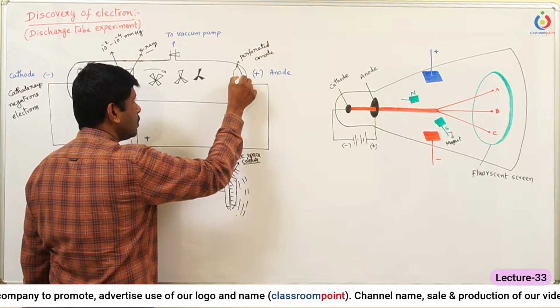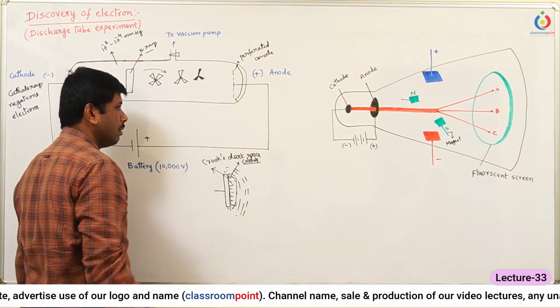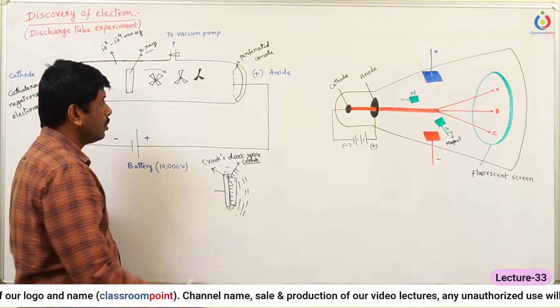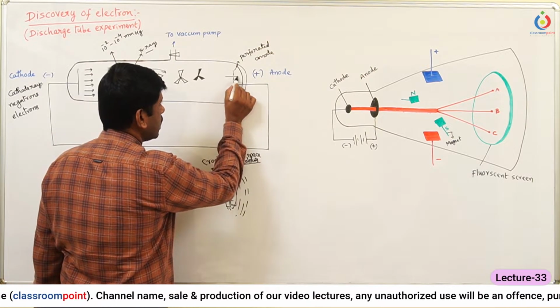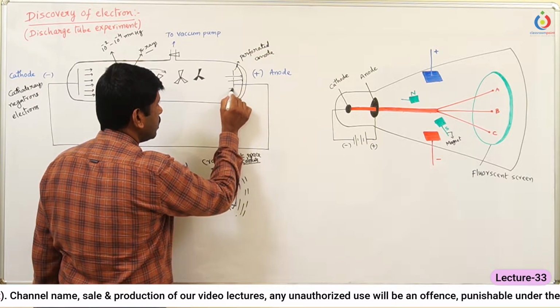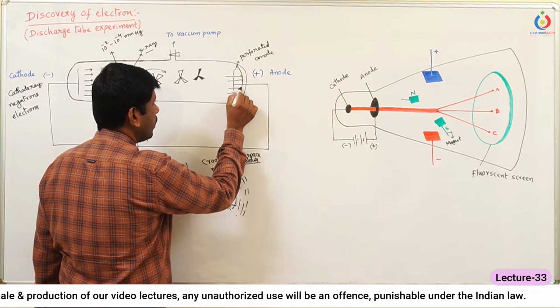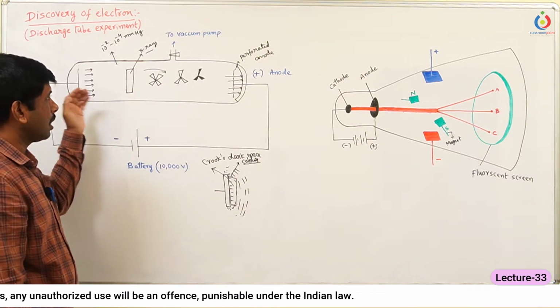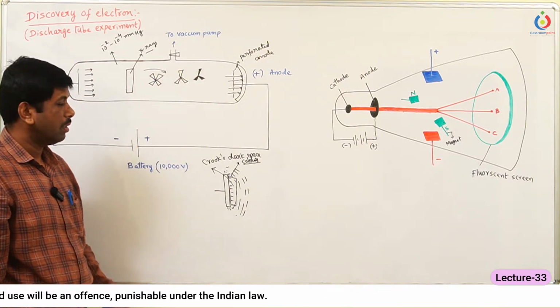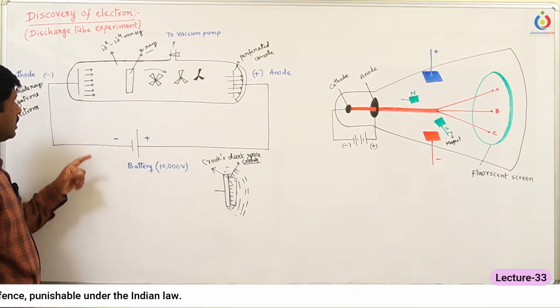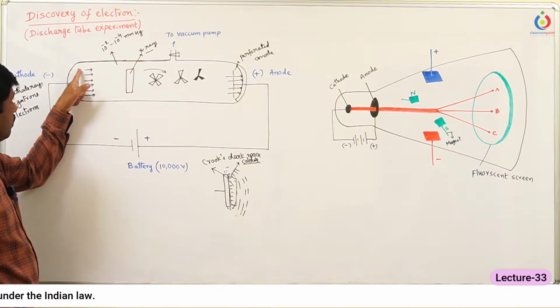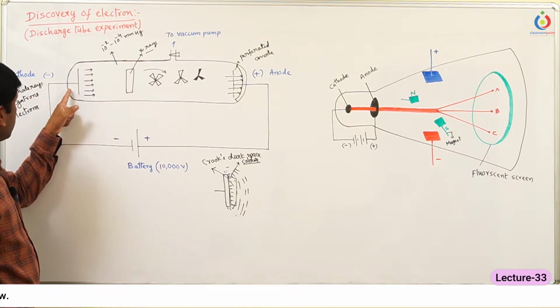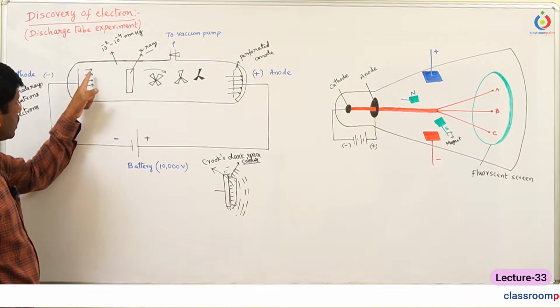Afterwards, you try to place one zinc sulfide screen, which has the fluorescence nature. So when energetic particles or charged particles hit the zinc sulfide screen, it produces tiny flashes. It confirms that the particles are coming towards the anode. And here, as we said, the particles are generated at the cathode.